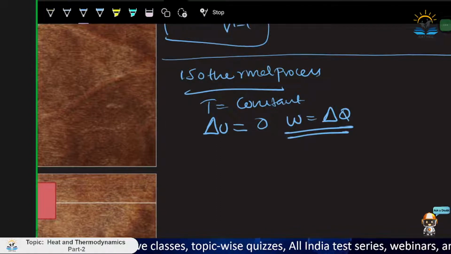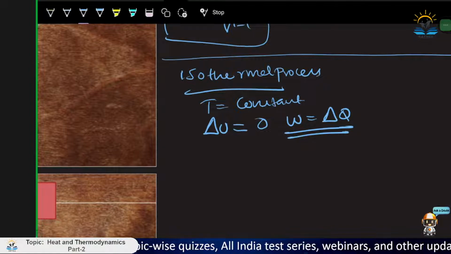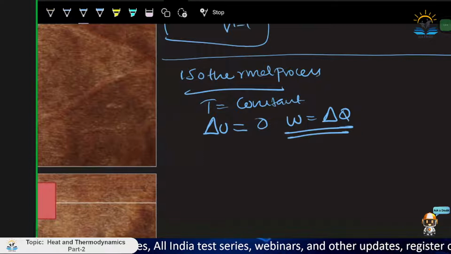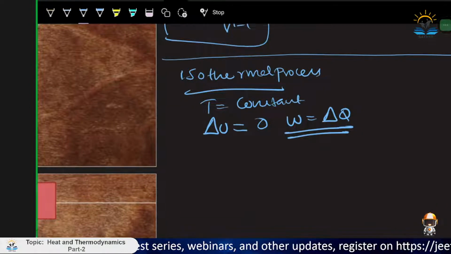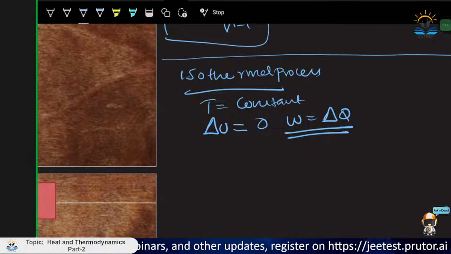So what we understand is that in an isothermal process, there is no internal energy change. The entire heat we are giving to the system is used to do work.